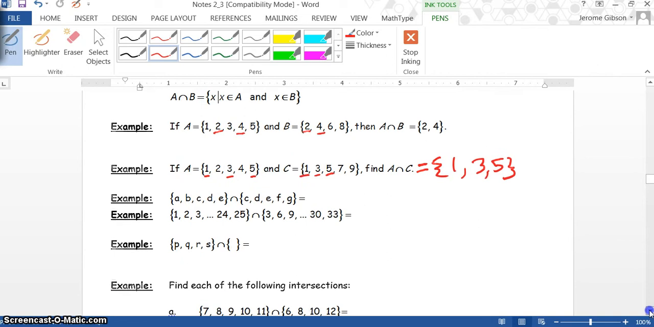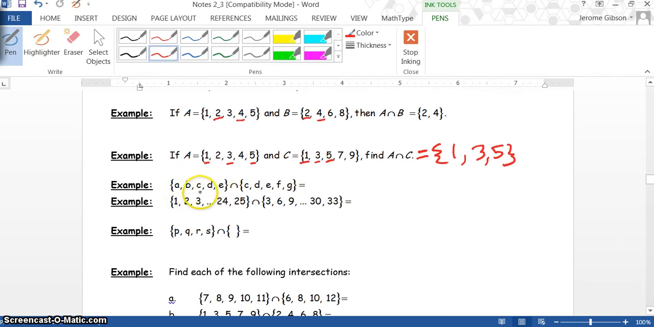Now we come down here to our next example. We have A, B, C, D, E intersect C, D, E, F, G. Now we look at what they have in common. They only have in common C, D, and E. So the intersection would be C, D, and E.